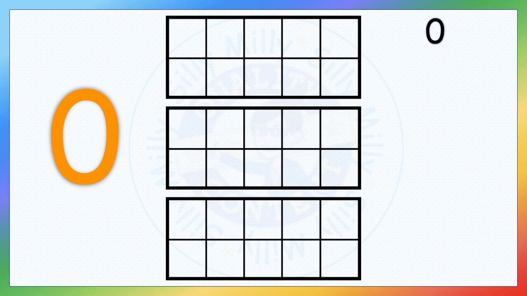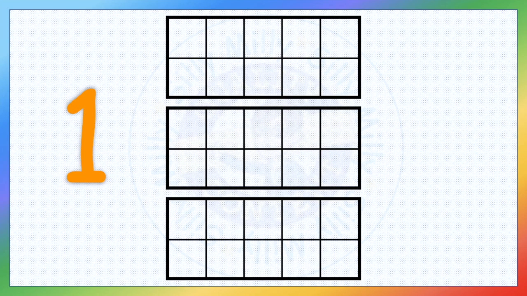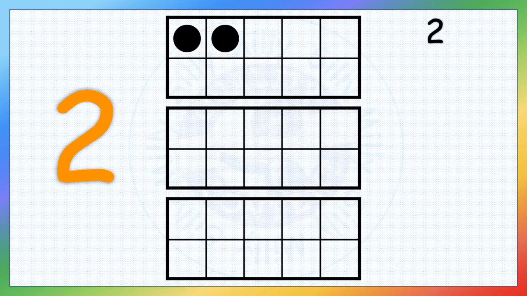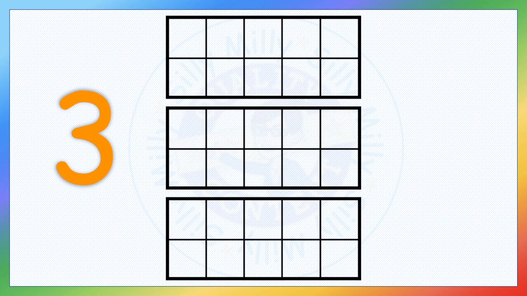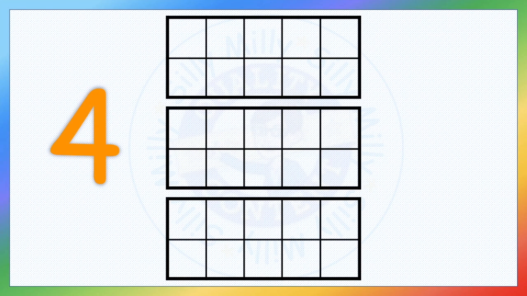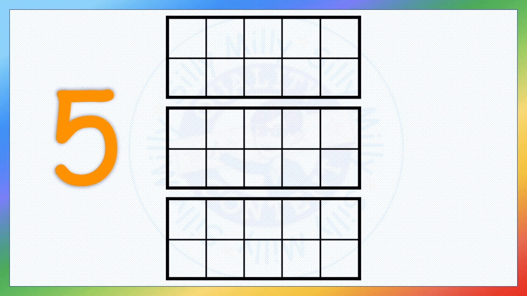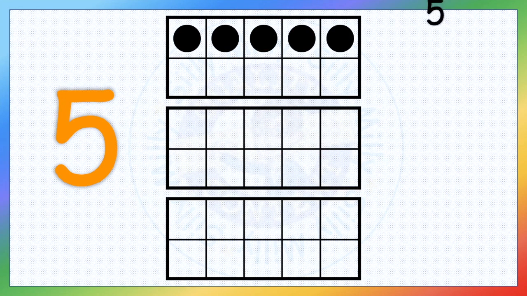So no dots mean 0. 1, 2, 3, 4, 1, 2, 3, 4, 5. So the top line is completed in our first frame.